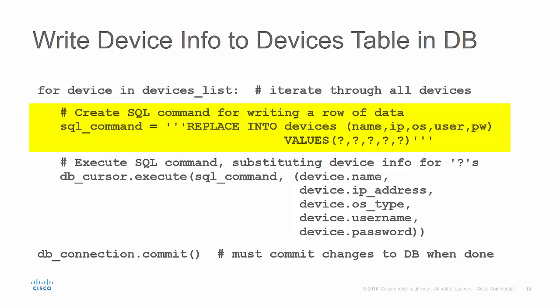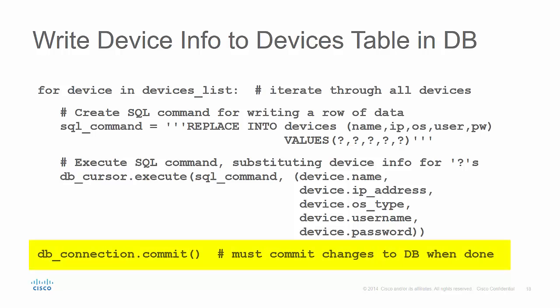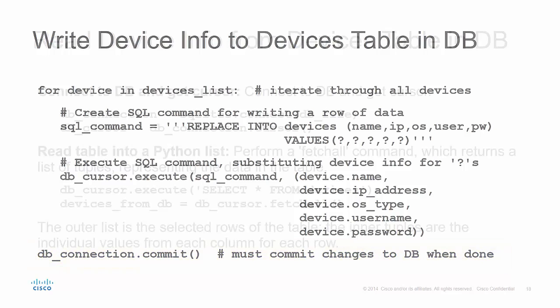The values that we're giving it at this point in time are listed as question marks because we will be substituting those with the actual values. And those values get substituted when we execute this SQL command that we just created. When we do this, we will pass in the device name, device IP address, OS type, username, and password. This for loop will write lines into the table, one for each device in the devices list. When we're done writing entries into the table, we need to be sure to perform a commit operation on the database in order for the changes to be actually written to the database.